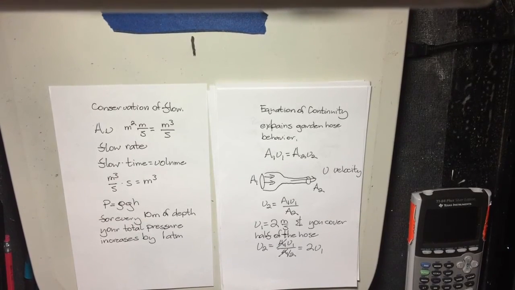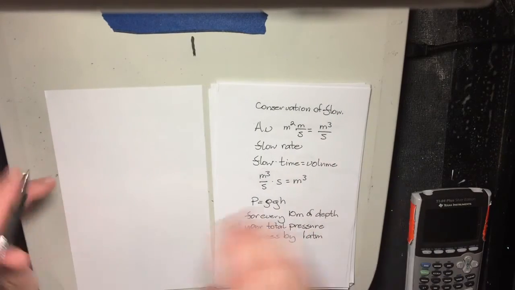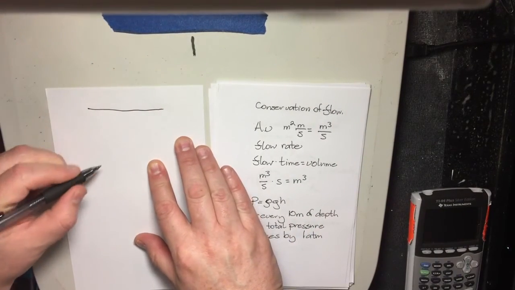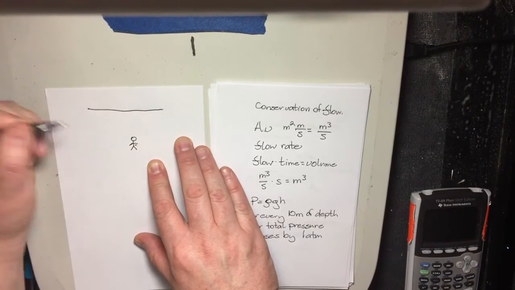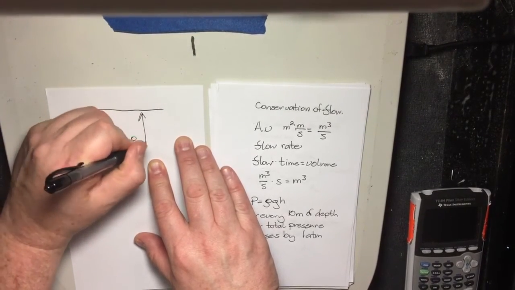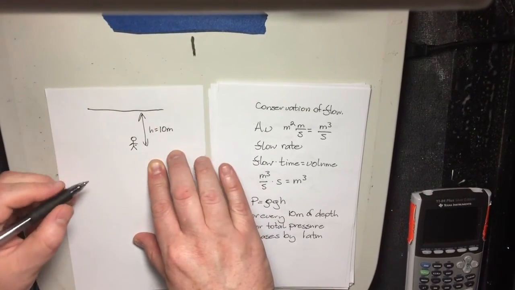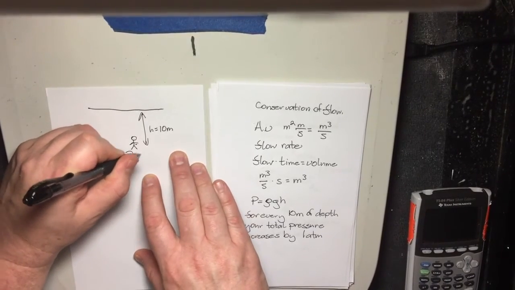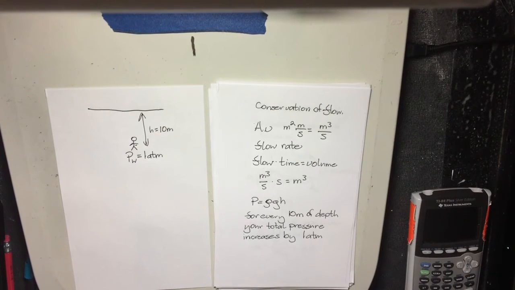And this brings up the whole idea of total pressure. Let's say there's the surface of the ocean, and this is you scuba diving. If that height is 10 meters, the pressure due to the water is 1 atmosphere. So if you're at the bottom of a 10-meter pool, the pressure of the water on you is 1 atmosphere.